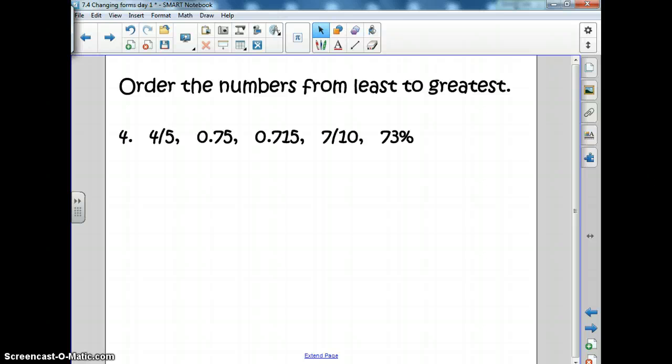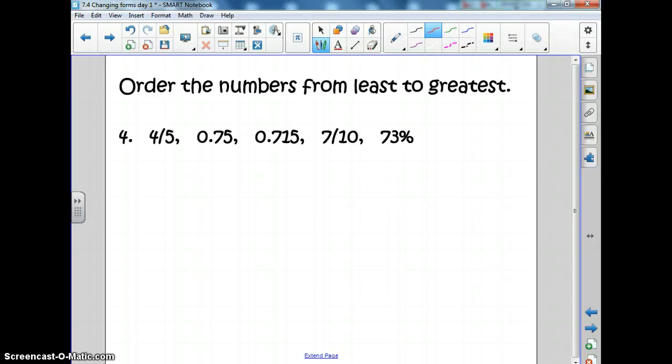Here, they're asking us to put the numbers in order from least to greatest. Well, in order to compare these things, we have to have them all be in the same form. So we have to have them either all as percents, all as decimals, or all as fractions. To me, comparing decimals is easier than comparing fractions and comparing percents. I would rather compare decimals because that's easier for me. So I'm going to turn them all into decimals.